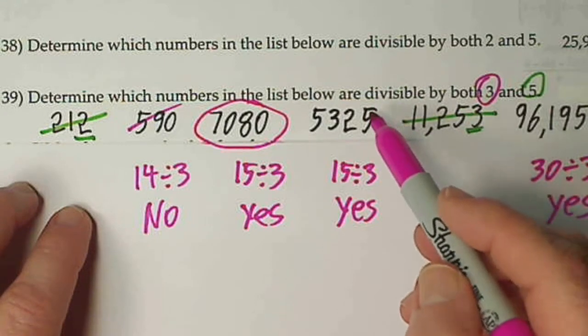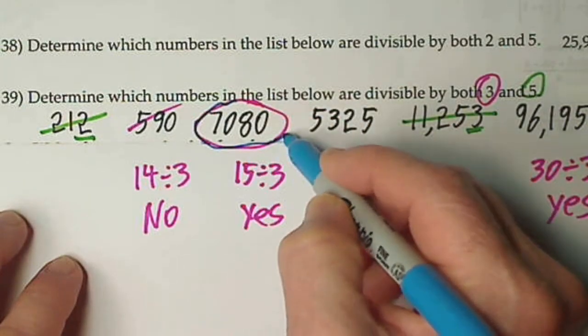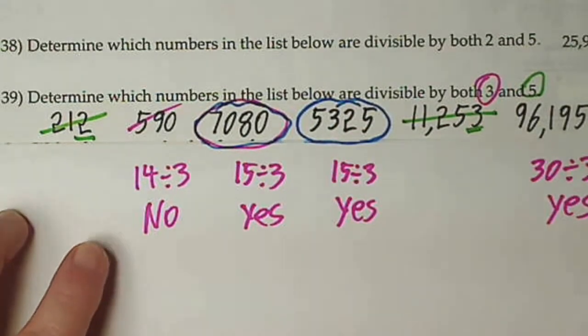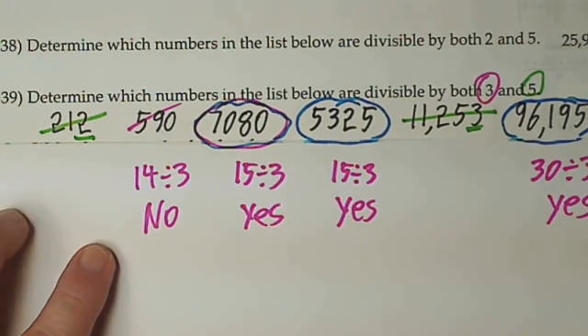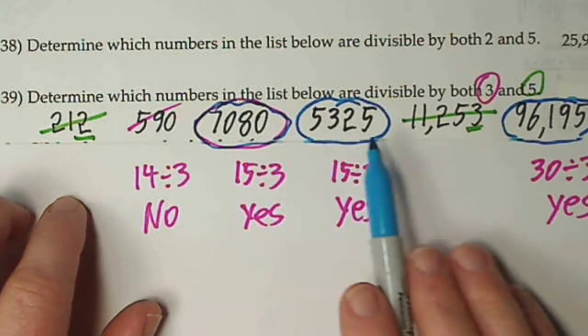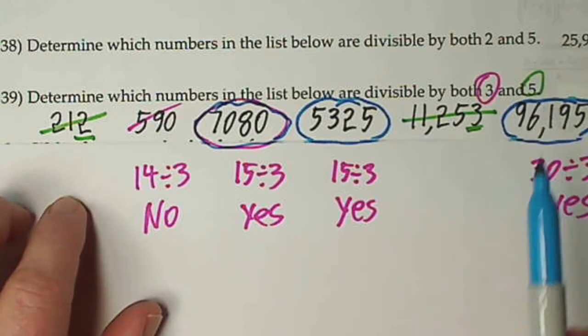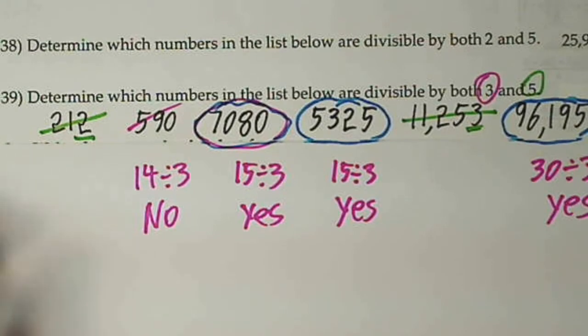So 7,080. I should use a different color because this is in the winner circle here. 7,080, 5,325, and 96,195 are these three numbers divisible by 3 and 5. All right. So the 3 circled in blue, that would be your answer.